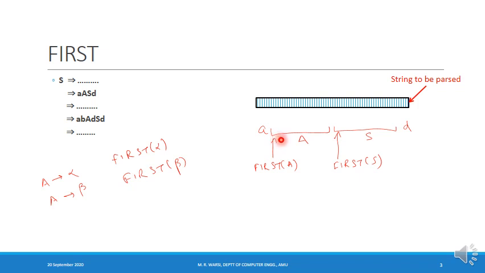So that means when I calculate the first, it helps the parser in order to perform the derivation and in order to know which production to use for expanding a variable during the course of the derivation. So that is the significance and the meaning and the purpose of the first function.